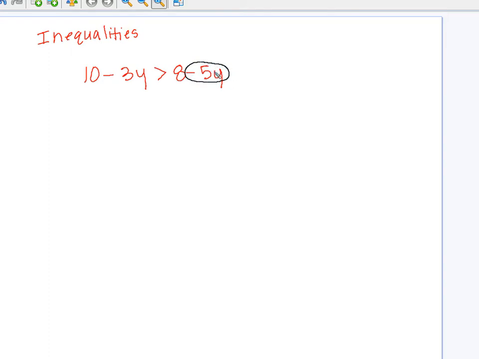So if it's a negative 5 over here, we plus 5 here. Negative 3 plus 5 is 2y. So 10, it's a positive 2y, so we're going to put positive 2y. And now we need to take our numbers to the other side. So if it's a positive 10 here, it's a negative 10 here. 8 minus 10. 2y is less than negative 2.